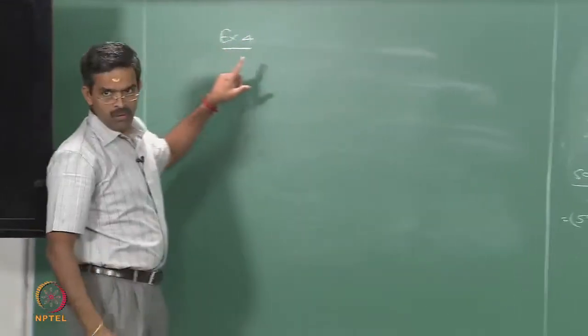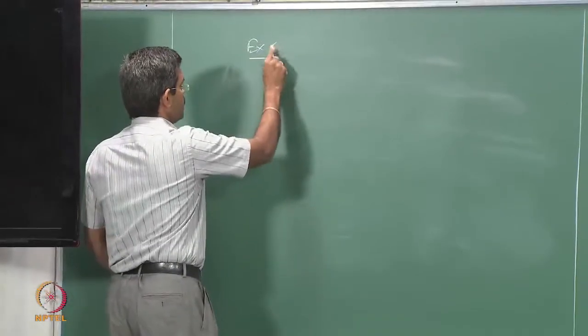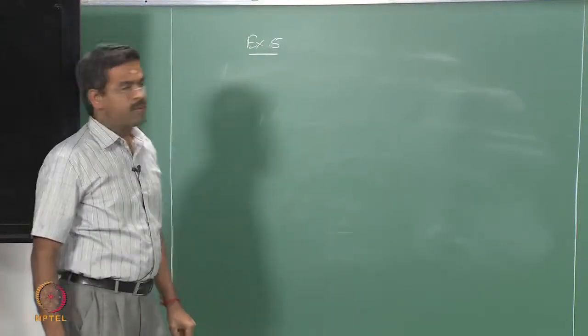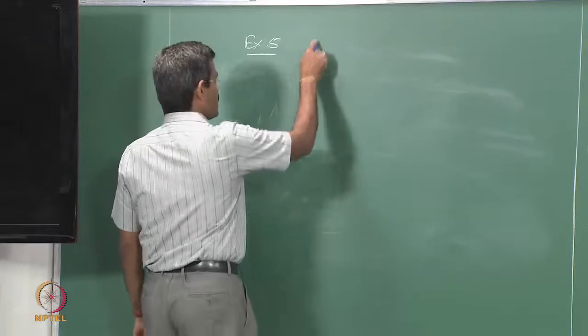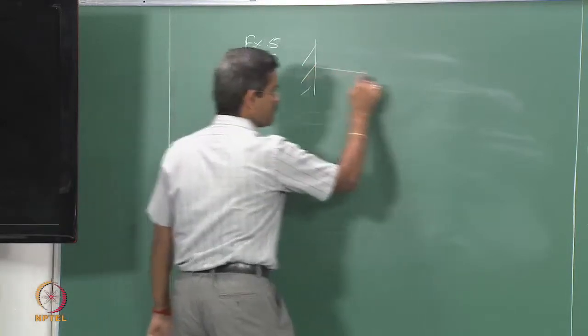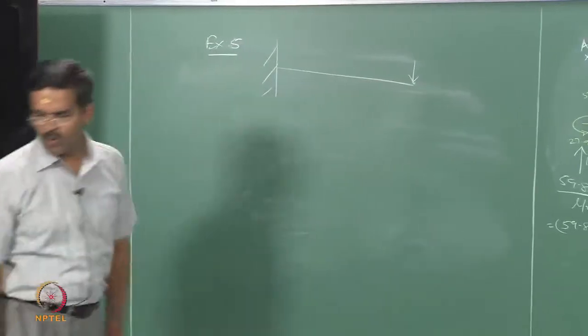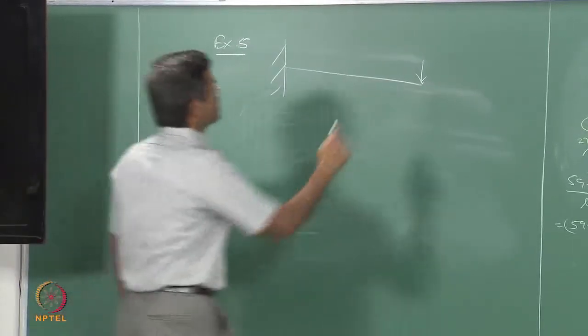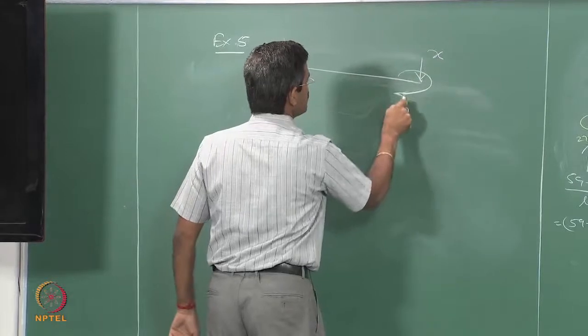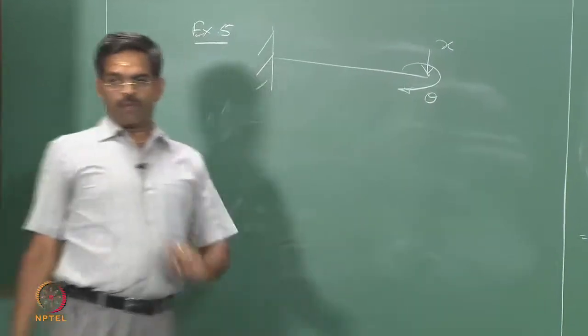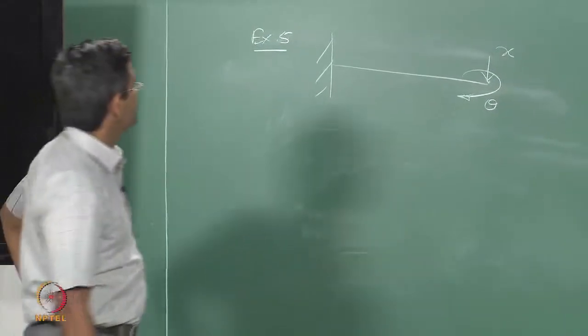Example 4.5. We will have another classical problem here. I have got a 2 degrees of freedom problem. Let us say I have a cantilever beam where I have 1 degree of displacement or degree of freedom as downward, I call it the x degree of freedom, the other is tip rotation, which is theta.